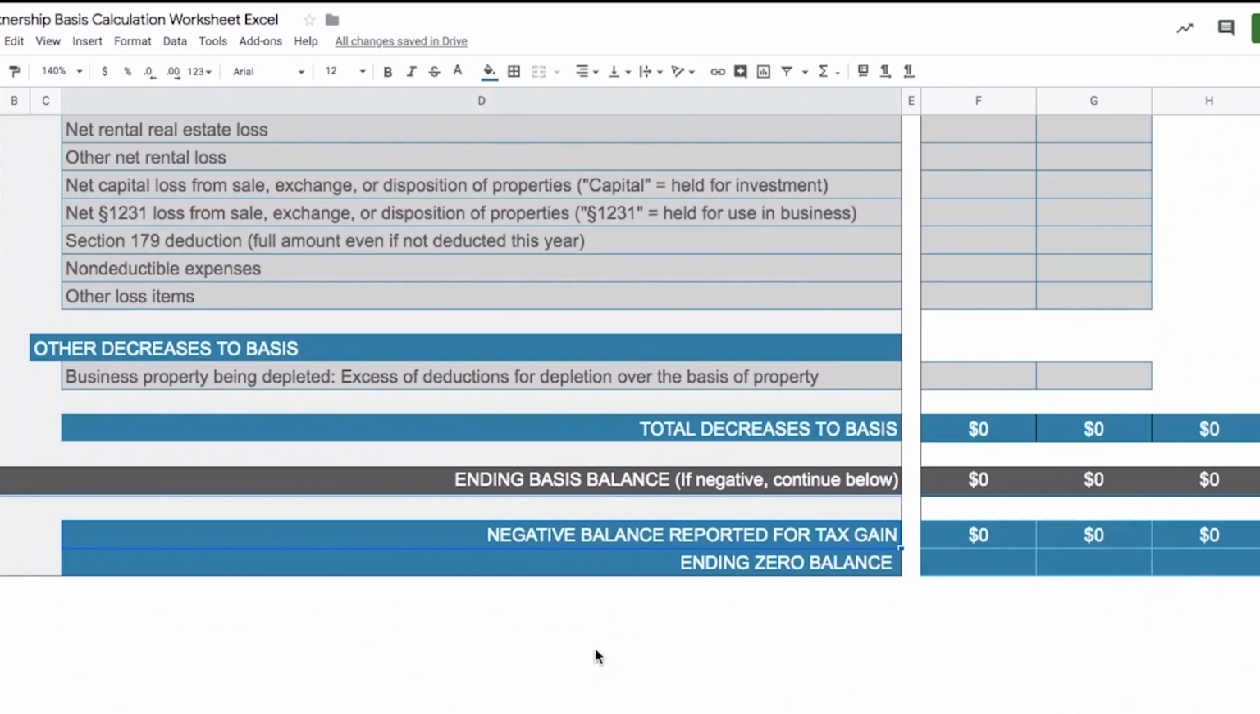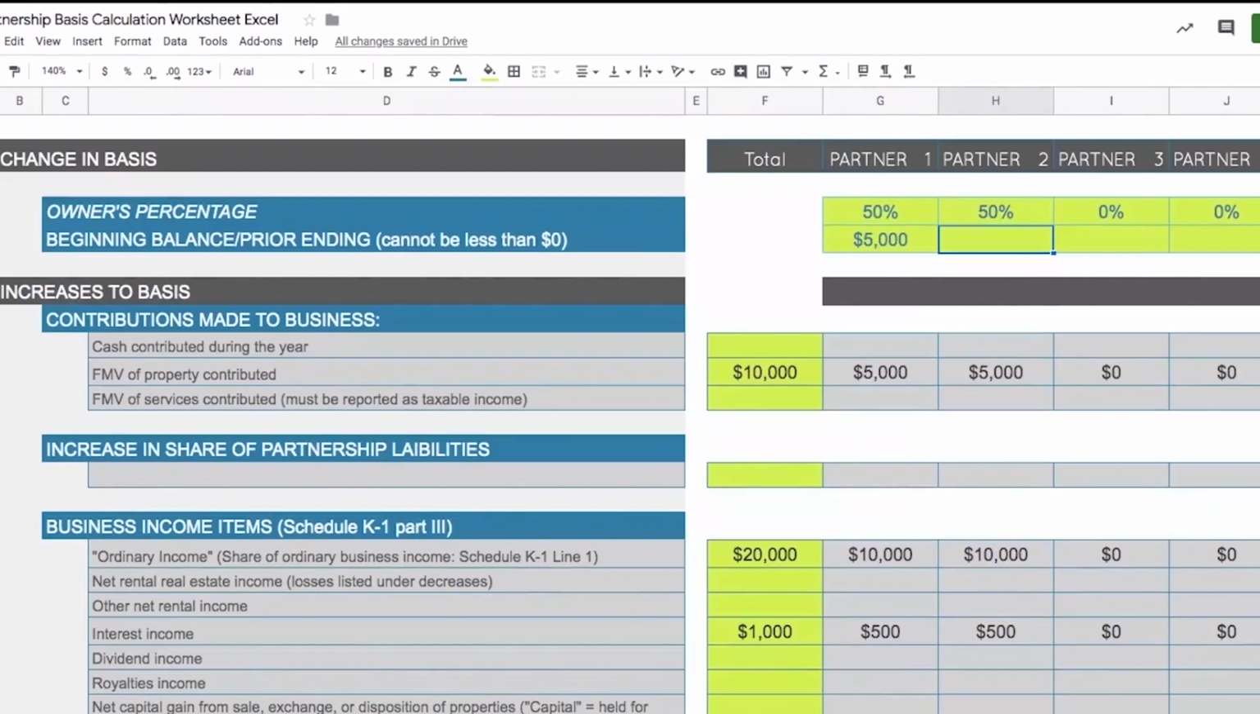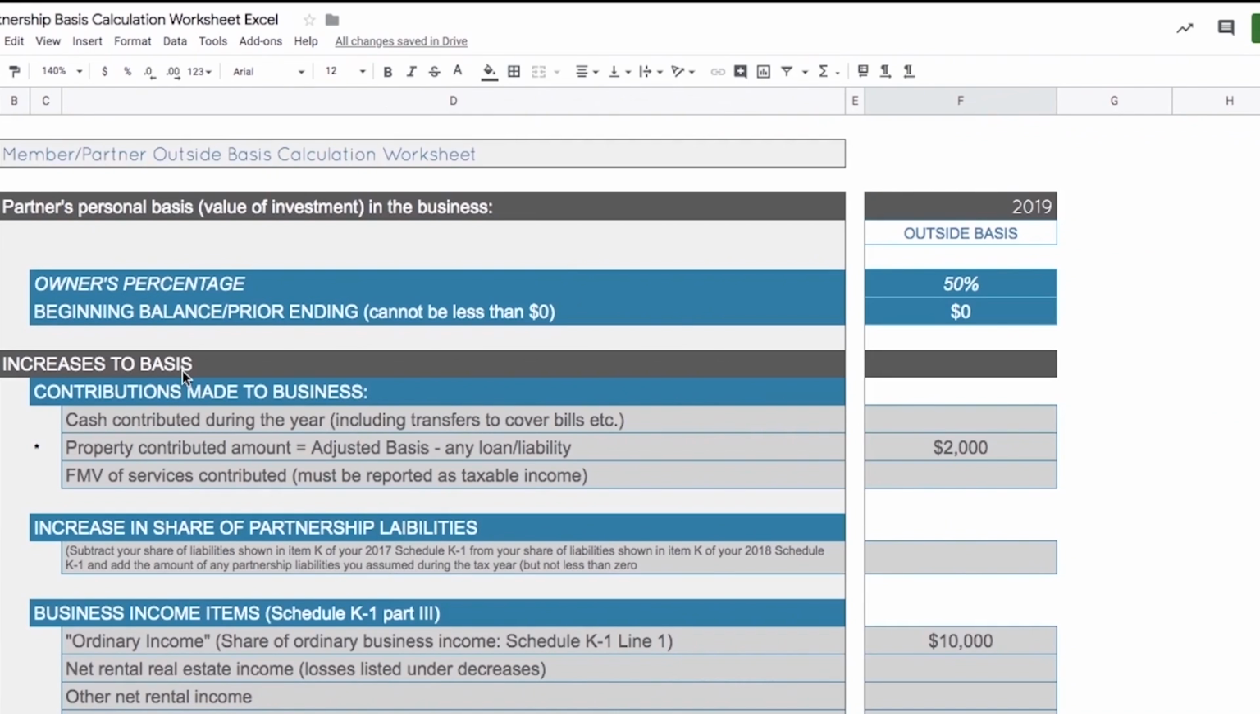If we look at the inside basis tab, we can see that we have a column for each partner, because remember, this is from the business's perspective, allocating all of the assets and value to the partners. I'll be doing more detailed videos on these calculations.